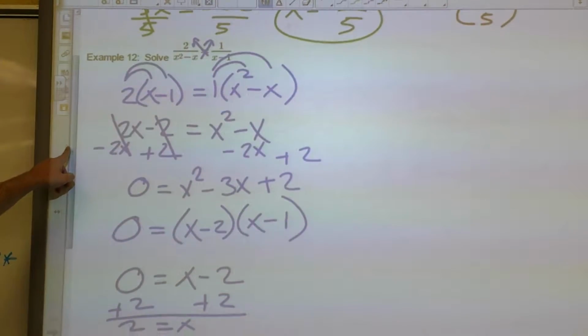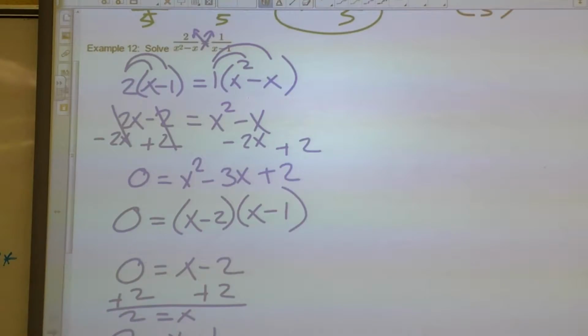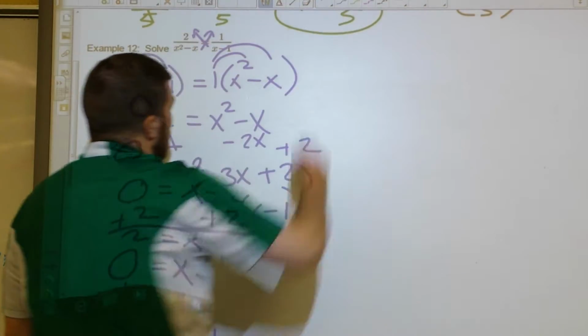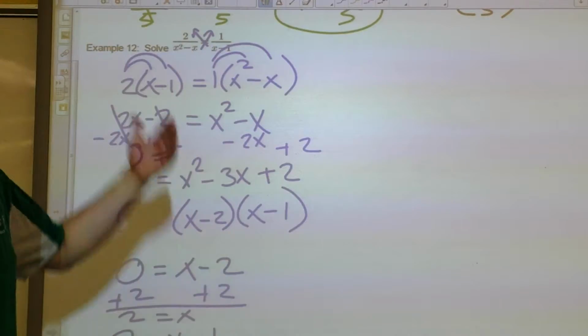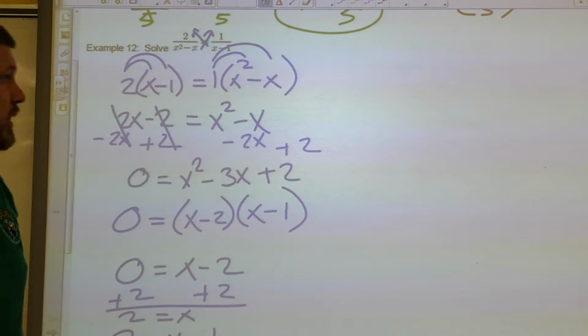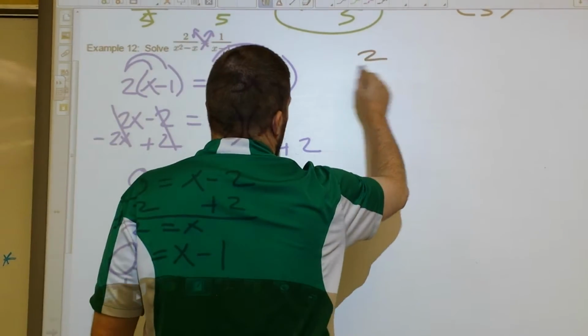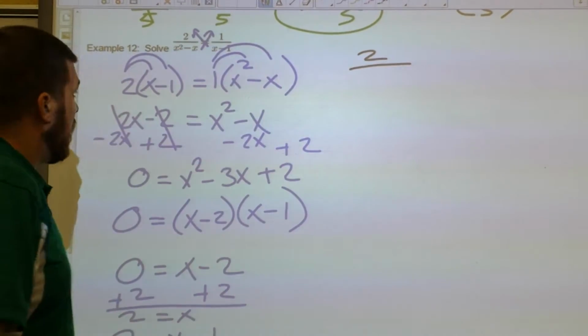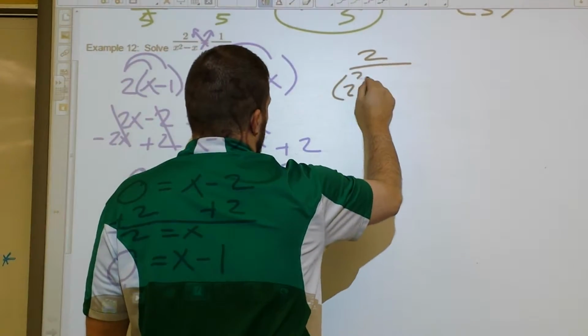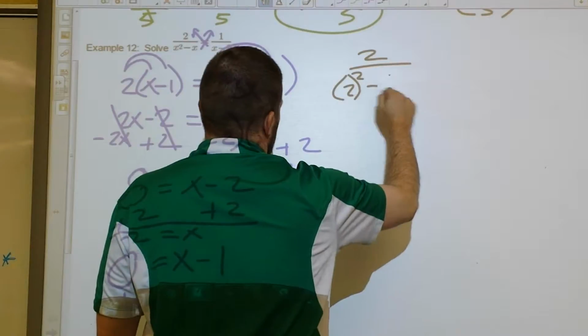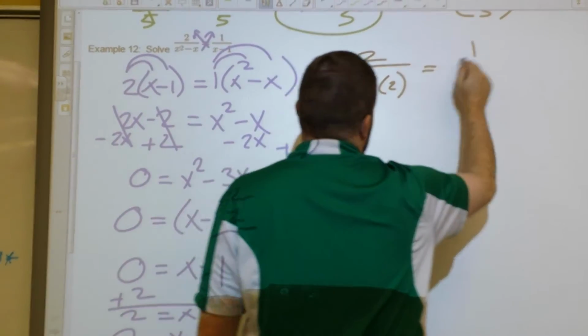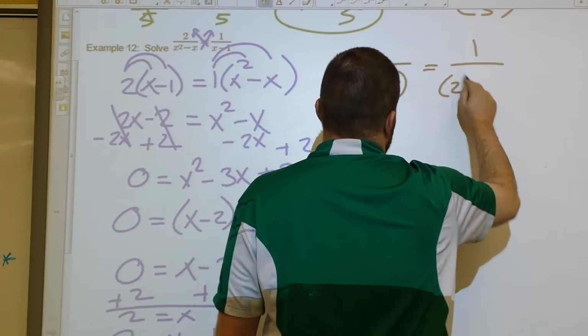Now, before I circle those and say I'm done, I need to go back to the original problem and do some scratch work. Everywhere I see an x, I'm going to start off by plugging in 2 for my scratch work. I'm looking for extraneous solutions because I have a rational equation. So I have 2 over 2 squared minus 2 equals 1 over 2 minus 1.